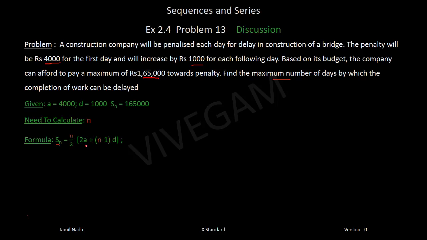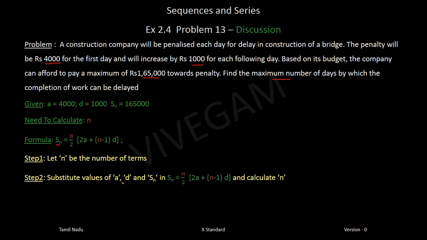But this is the formula, right? So let n be the number of terms. So substitute the values of A, D and Sn in this formula and calculate n. Okay, n gives you the number of days with which the construction company can delay, right? So let's work this problem.